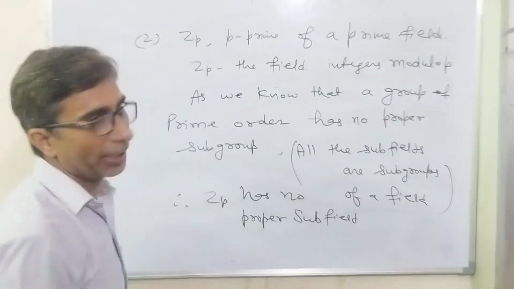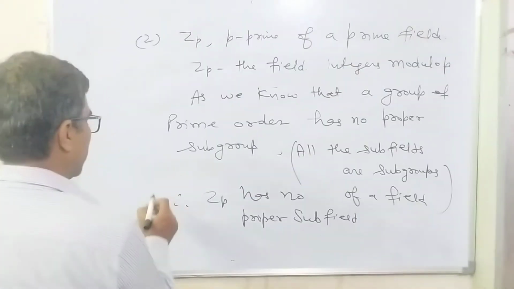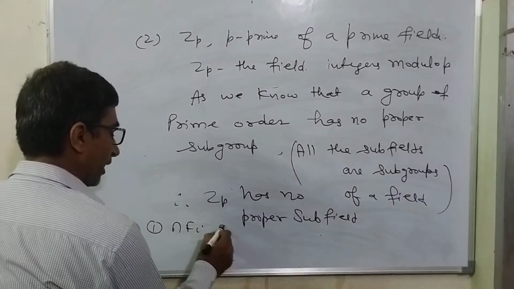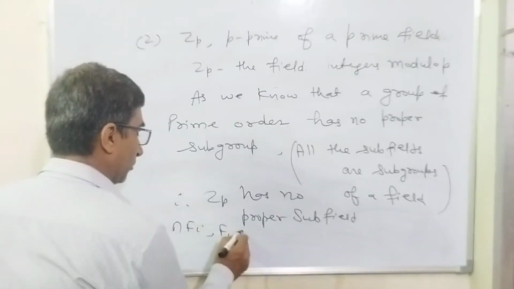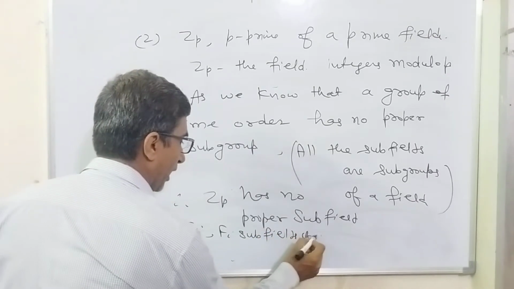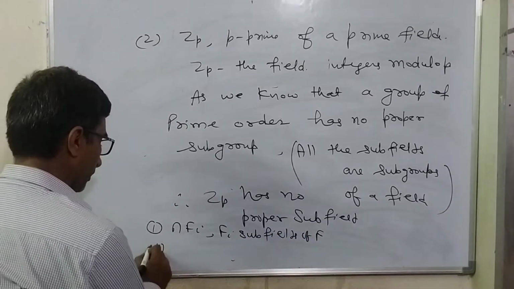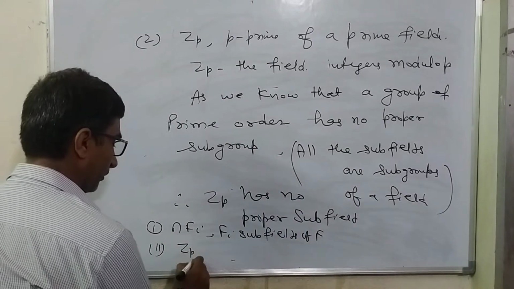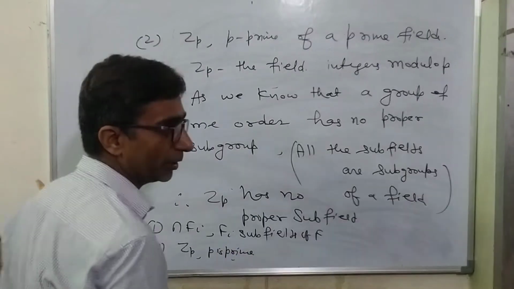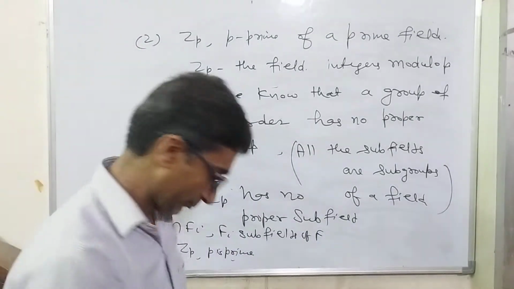So we have two prime fields. One is the intersection of the F_i's, where the F_i's are subfields of F. The second example we have given is Z_p, where p is prime. This is also a prime field.